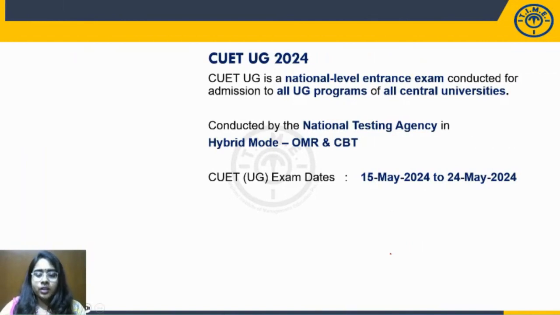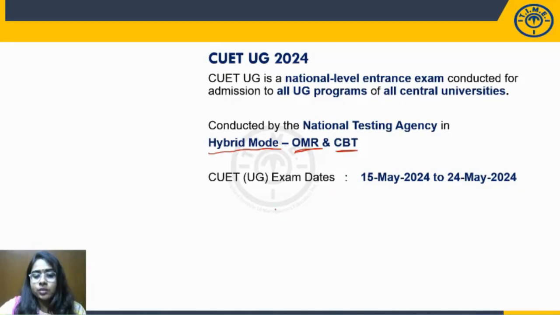So the CUET UG 2024 is a national level entrance exam and it is conducted for the admission to all UG programs of all central universities in India. Now this exam is conducted by the National Testing Agency. Now if you see students, it is conducted in a hybrid mode. You get to select if you want to attempt the paper based where you bubble OMR sheets, or you can opt for the computer based test, whichever is comfortable for you.